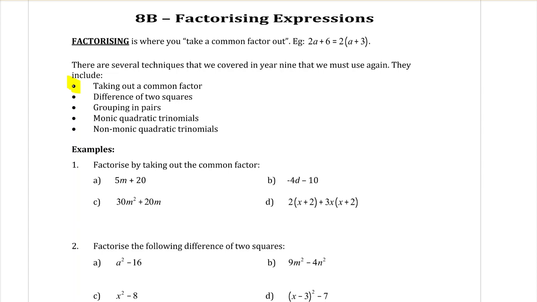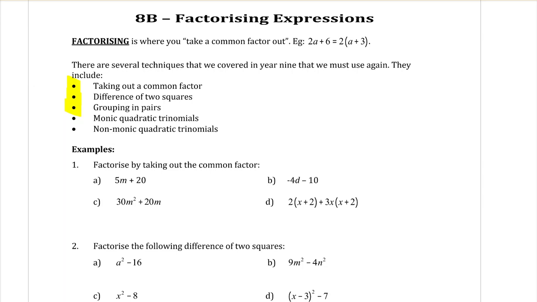Then there's difference of two squares. We expanded difference of two squares yesterday. We're going to factorise them back up today. Grouping in pairs, which you'll see has 4 terms. They're 4-term ones, and you do them in pairs. And then the last 2 types here we're not going to be looking at today, but we'll be doing them in upcoming lessons, is the trinomials.